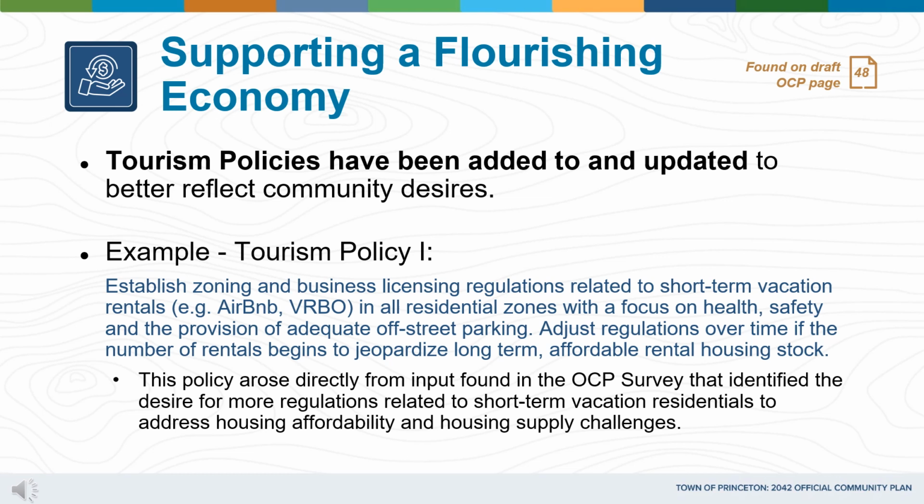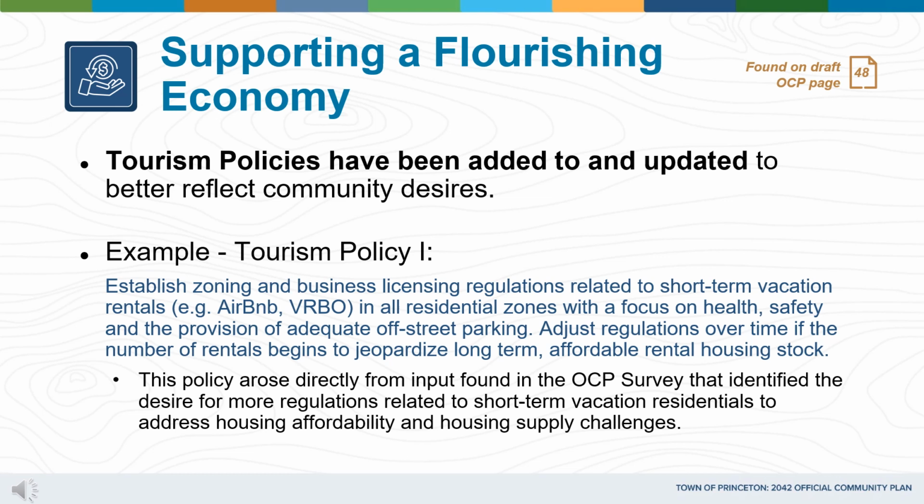In the Supporting a Flourishing Economy section, which starts on page 48, tourism policies have been updated and added too. These new and revised tourism policies are found on page 49 and better reflect the wants of our community. Tourism commercial was identified as the second most important need for Princeton in the next 20 years.